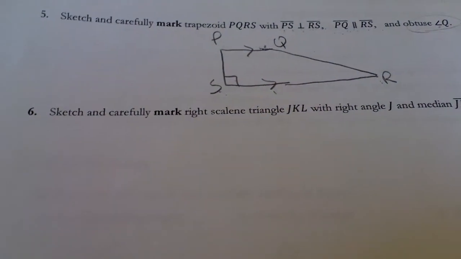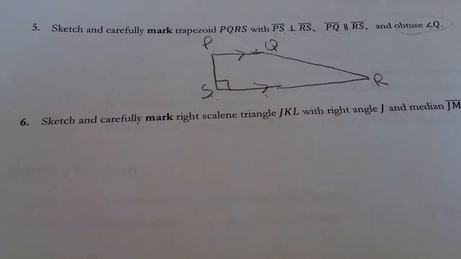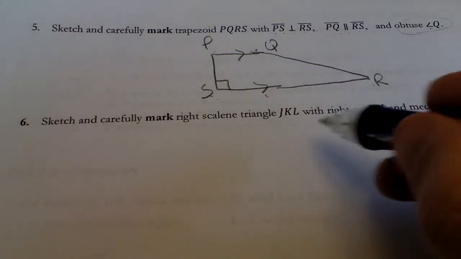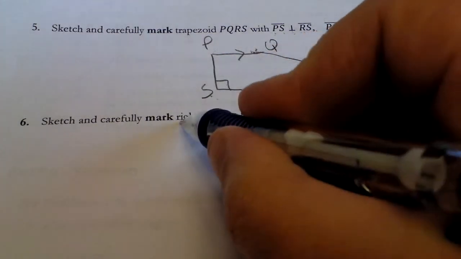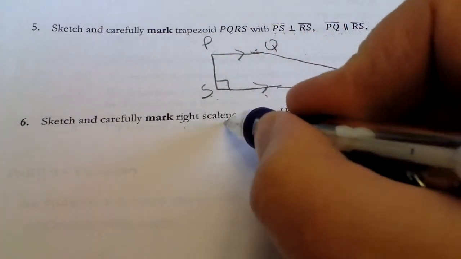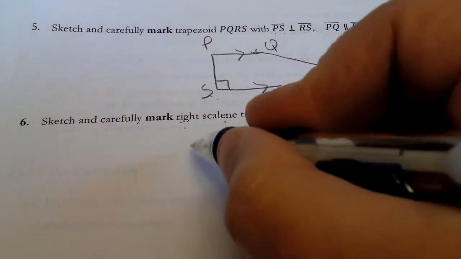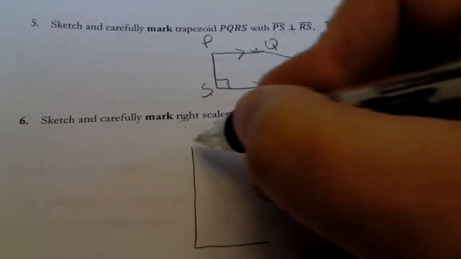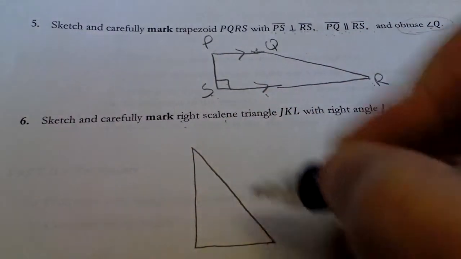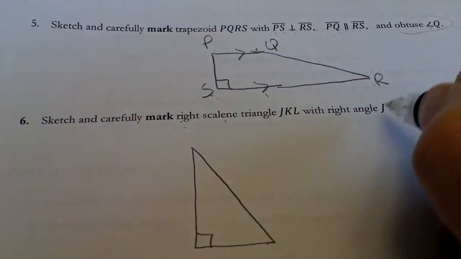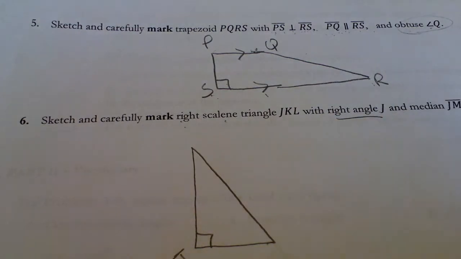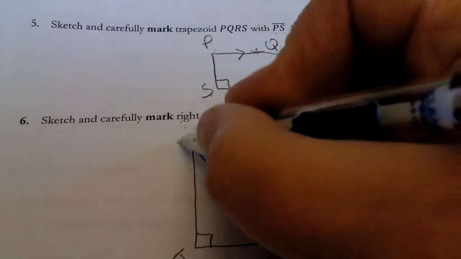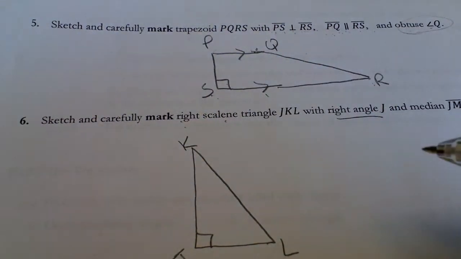Now look at number 6. Sketch and carefully mark right scalene triangle JKL with right angle J and median JM. Right scalene. It has a right angle and 3 different sides. There's my right angle. I'm told to make that J, so I'll go ahead and put a J right there. Right angle J. And the other 2 letters are K and L. I don't see anything that tells me where those have to go, so I'll just write K and L.